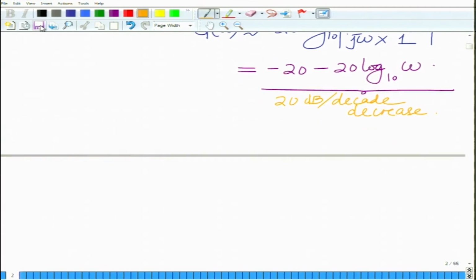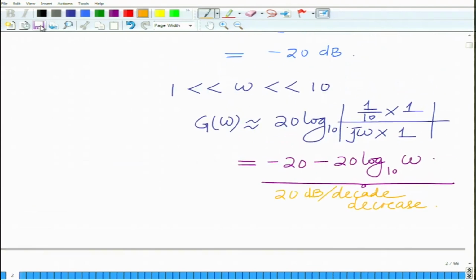All right. We are in the middle of this example, so we will stop here in this module, and we will continue with this example, look at the Bode plot of the magnitude and the phase, and also other examples in the subsequent module. Thank you very much.